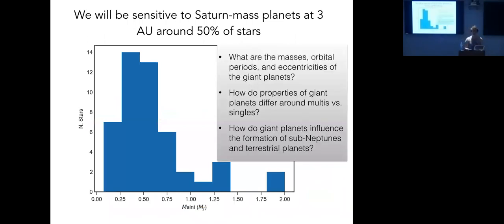When the survey is done, we'll be able to better answer what are the masses, orbital periods, and eccentricities of any giant planets that we find. How do the properties of giant planets differ around the multis versus the singles? And maybe that'll help teach us how giant planets are influencing the formation of sub-Neptunes and terrestrial planets.